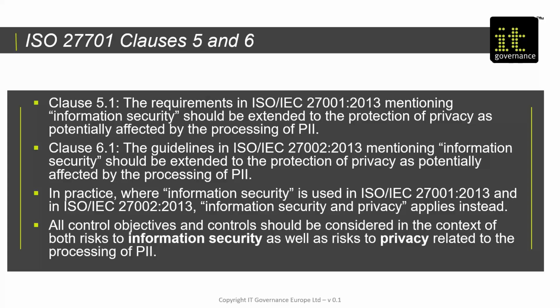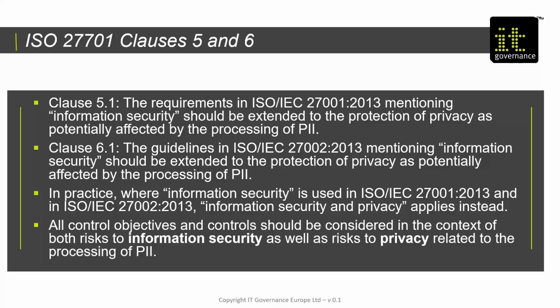Clause 6.1 of the PIMS standard is also a general note, and this instead refers to the guidelines in ISO 27002. So as you may be aware, the 27002 standard gives guidelines and recommendations on implementing the 114 controls of Annex A in the 27001 standard. You cannot actually be certified to 27002, it's a guidance standard.